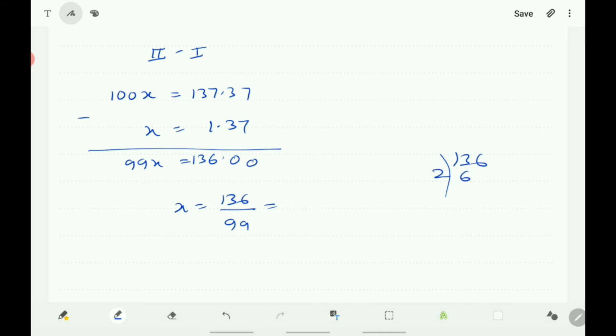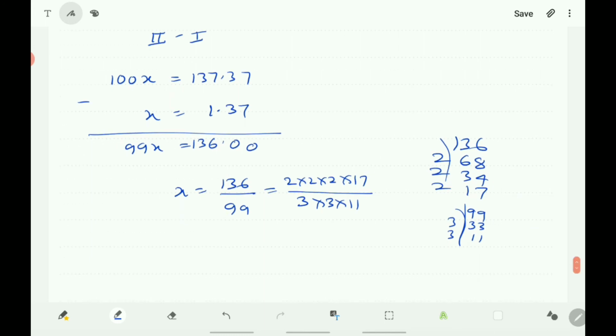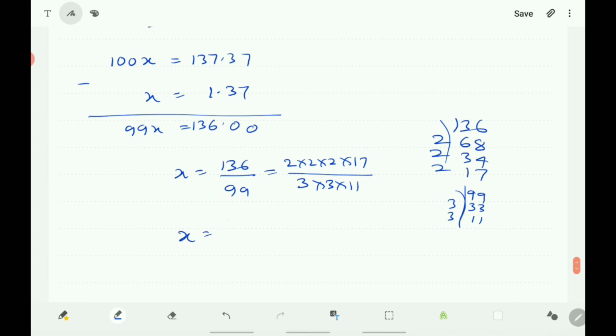If you want to write the factors, 136 is divisible by 2, then 68, then 34, then 17, so the factors are 2 into 2 into 2 into 17. And 99 is 3 into 33, which is 3 into 3 into 11. There is no common factor, so you write it as it is, that is x is equal to 136 by 99 only.